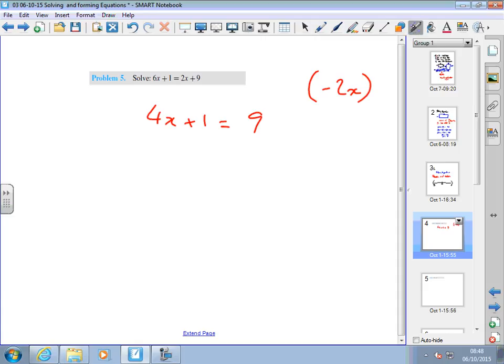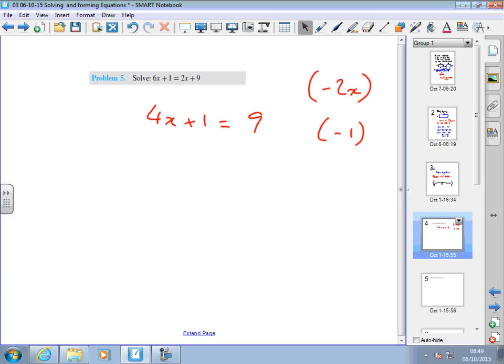Looking at it again, I can see that if I subtract that 1, I'm going to be left with just 4 lots of x on this side. That would be useful to do. So I could subtract 1 from both sides. And that would leave me with 4x equals 8.